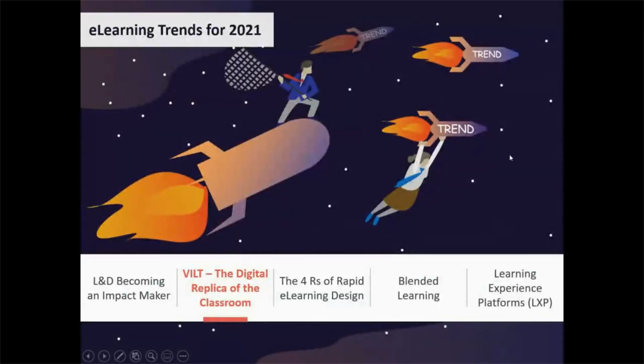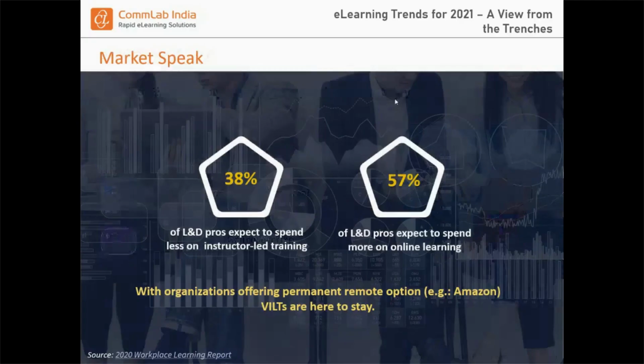Now, coming to the next trend, which I think in today's poll, 44%, if I'm not mistaken, pointed out that this could be the next big trend. So let's just take a look at what it is all about. So in a LinkedIn workplace learning report, L&D professionals were polled globally on where they expect budgets, where their budgets were likely to be spent. And 38% said that they were likely to spend less on instructor-led training, whereas 57% of L&D pros said that they expected to spend more on online learning.